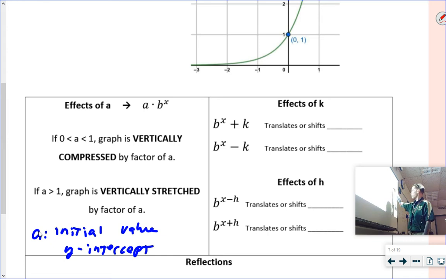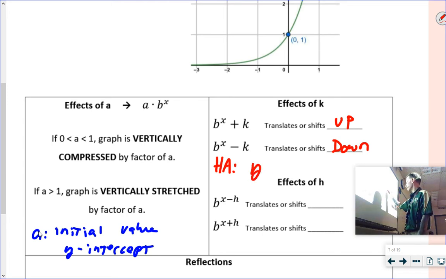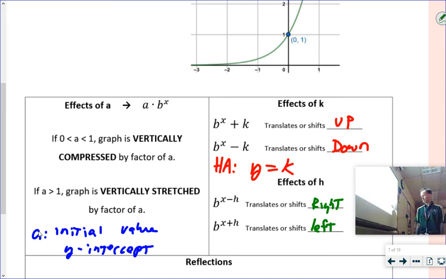Your k is just going up or down. So if it's plus something on the outside, it'll be going up. Minus something on the outside, it'll be going down. And remember, your horizontal asymptote is always going to be that k value. So every single time, if it's asked about the horizontal asymptote, it's just going to be whatever that k value is. And then your h, remember, that's in the exponent, and it's going to look backwards. So if you see x minus something, that's going to the right, that many units. And if it's x plus something in the exponent, it'll be going to the left, that many units.